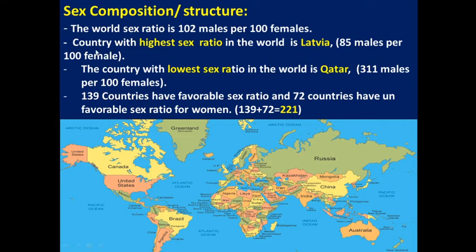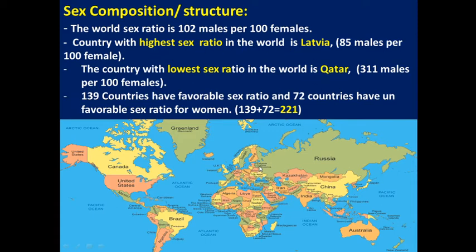Likewise, in the world, which country has the highest sex ratio? Latvia is a country in Europe, an Eastern European country. So here we have Latvia. Formerly, Latvia was a part of the Soviet Union before 1991. Right now, Latvia belongs to Eastern Europe. So the country in the world which has the highest sex ratio is Latvia.